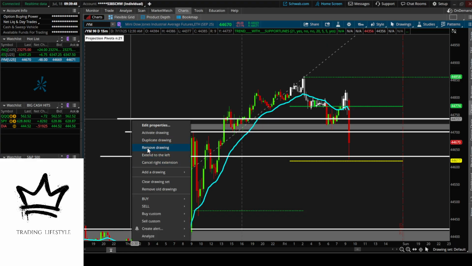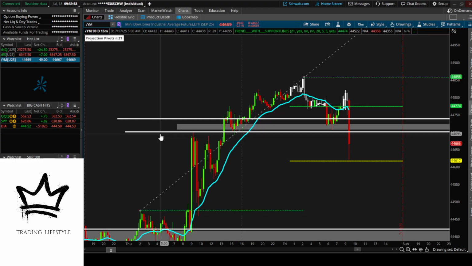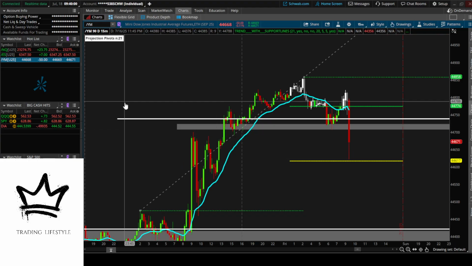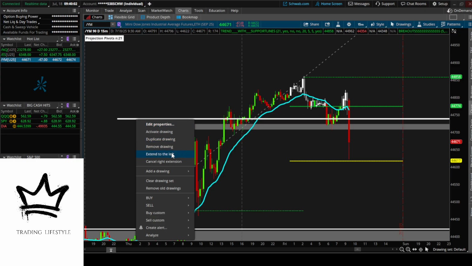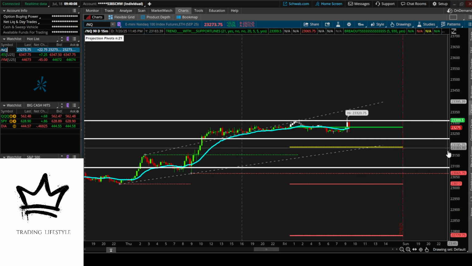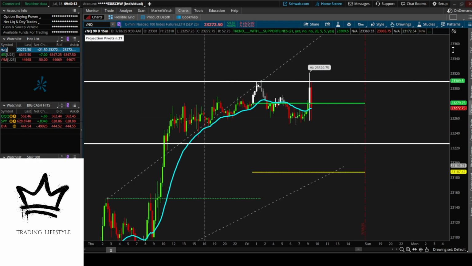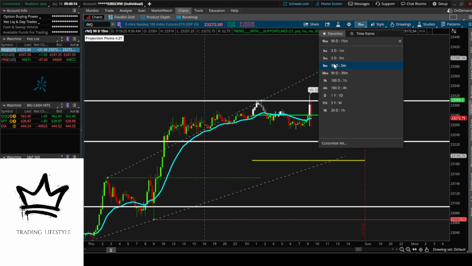Let me see something here. Remove. All right, so we're good on our trades today. I'm going to remove all of this. I hope everybody caught that. By the way, remove drawing. Remove. Beautiful. Remove drawing. All right, I want to take a look at NQ. See my system here. Let's take a look at this 30.